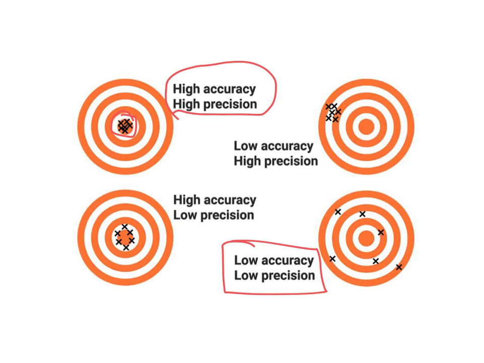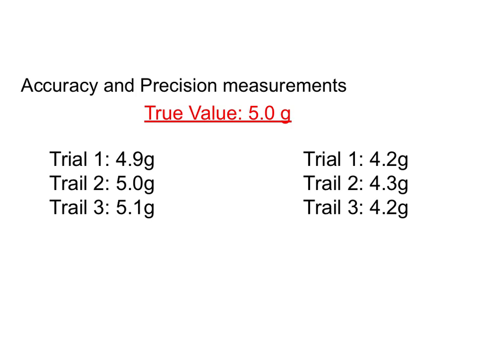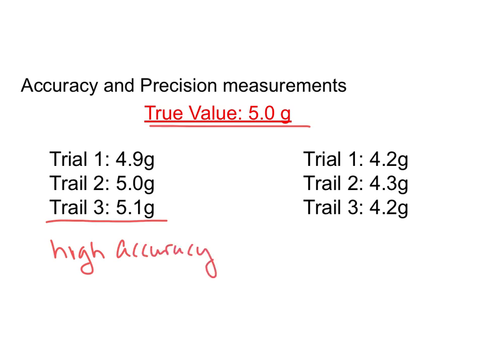But it's nice to look at these targets, but how does it actually look when we look at numbers and measurements? So say I was measuring something, and the true value is 5 grams. Looking at this first set on the left, I get values of 4.9 grams, 5.0 grams, and 5.1 grams. Since the true value was 5 grams, it's very close as far as accuracy goes, because it's really close to the true value. So I would say that's high accuracy. Now looking at precision, it's just how close each one of these numbers are together. They're very close to each other, only 1/10 off from each other, so this would be high precision.